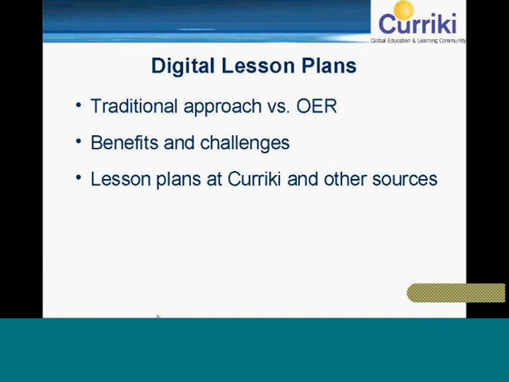So today's topic, we're going to talk about digital lesson plans. And just a brief overview, we're going to start talking about the traditional approach versus open educational resources. And this is really Coriki's focus, and this is something that is becoming more and more of a presence with online lesson plans and internet resources. We're going to talk about some of the benefits and challenges, and then we're going to look at how you can find lesson plans on Coriki and what other sources you can use.